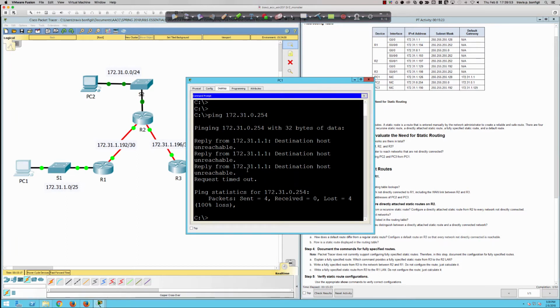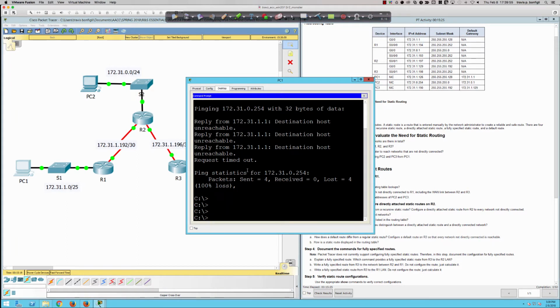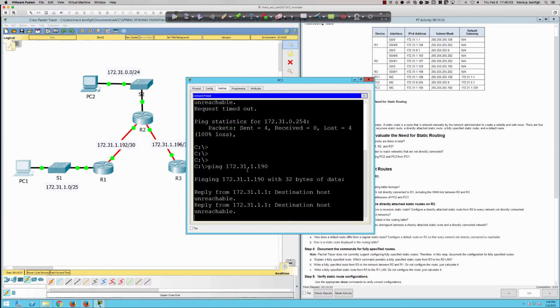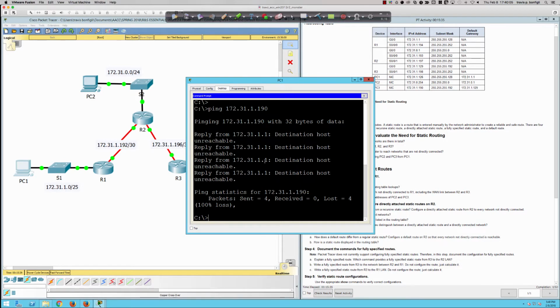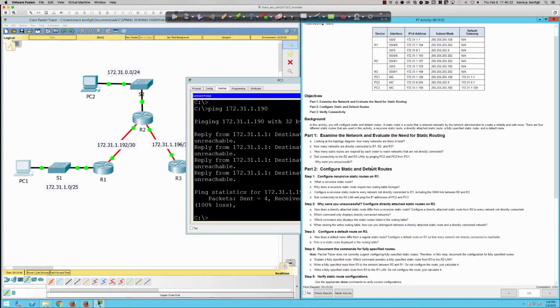And 3 is going to do the same thing, I'd guess. Let's go ahead and, for completeness here, we're going to say ping 172.31.1.190. And again, destination host unreachable. And that is an ICMP packet that you will get back that indicates that the router, or a router along the path, does not know how to get to where the packet is trying to go.